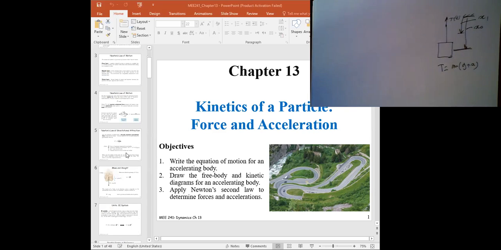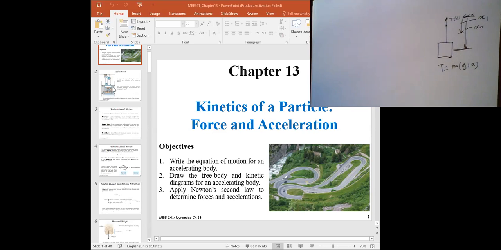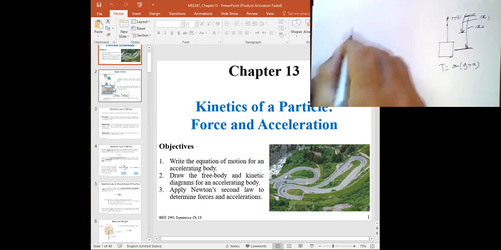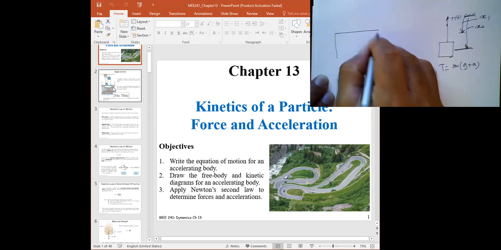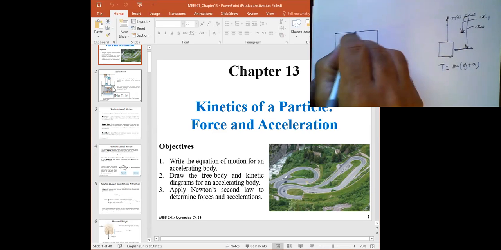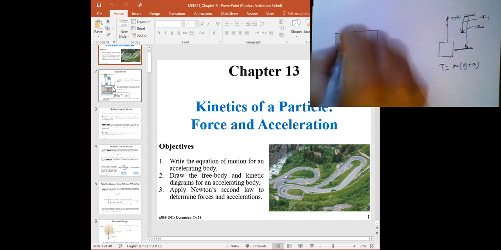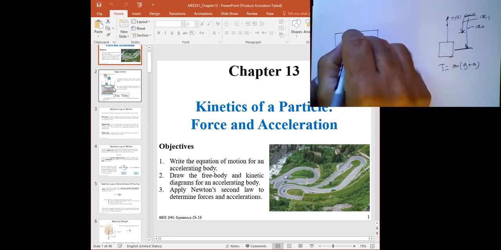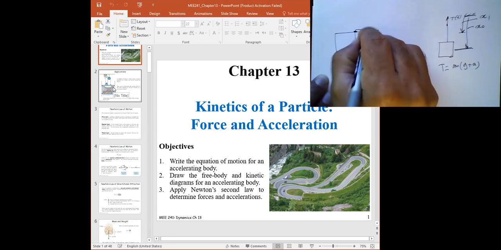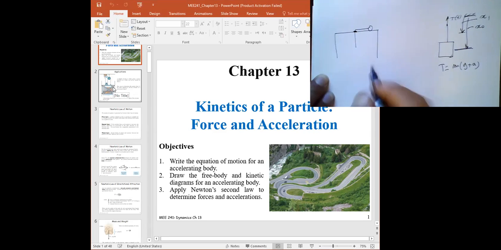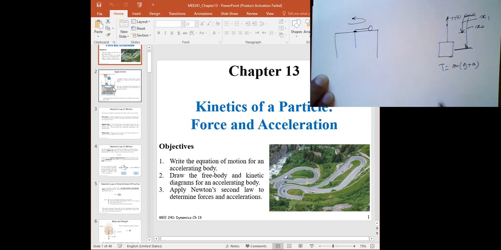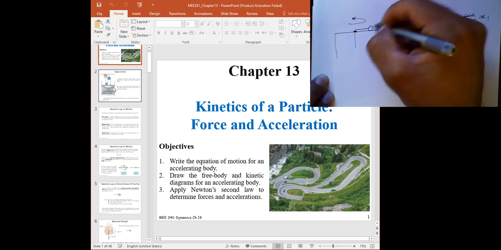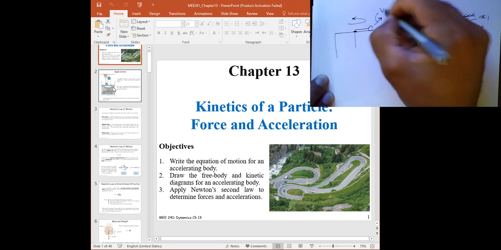All right, very good. So what I would like to do is one more example today. Let's say you have a table, and you have a hole in the middle of the table. Then you have a wire that is suspended from here, and you have a sphere or something here. That sphere is rotating, and it has a tangential velocity of v0.